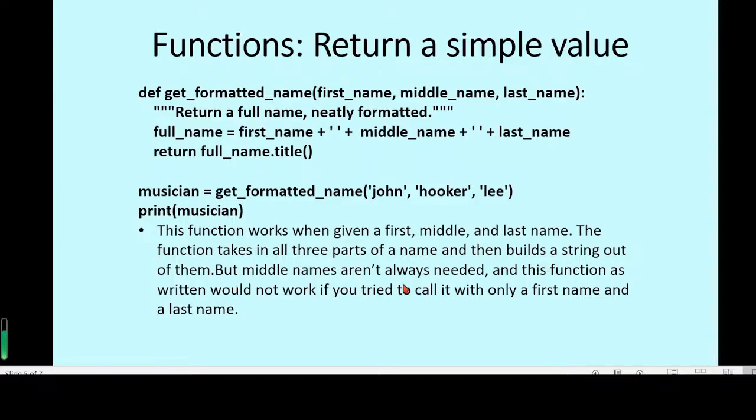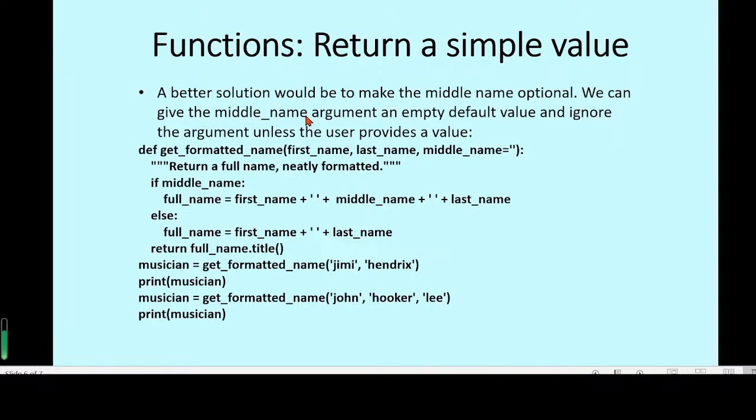But middle names aren't always needed, and this function as written would not work if you try to call it with only a first name and a last name. So this function does not work when people have no middle name to input. The better solution would be to make middle name optional. So we can give the middle name argument an empty default value and ignore the argument unless the user provides a value. So this is a better solution for the definition of this function.